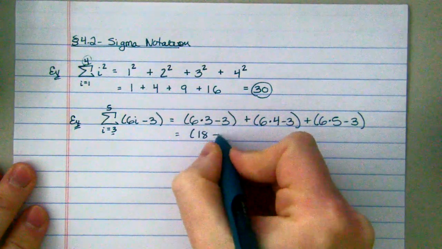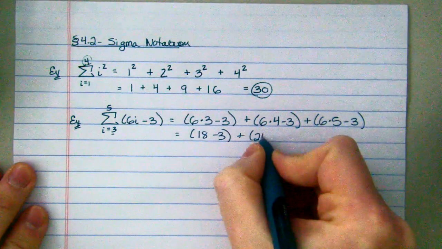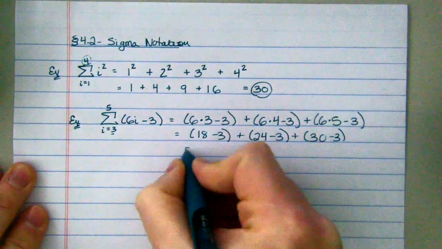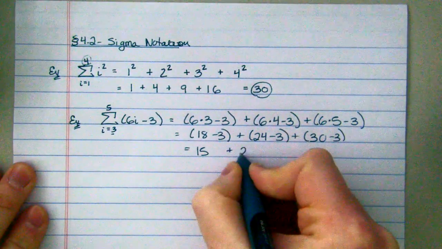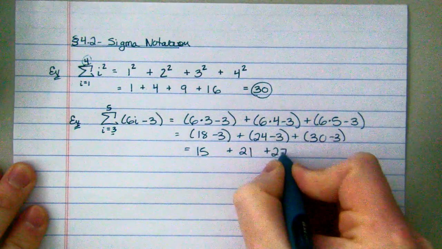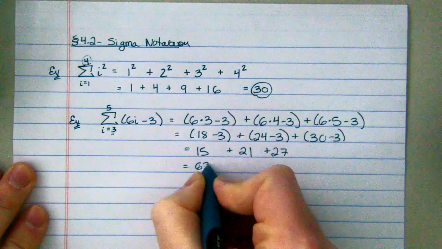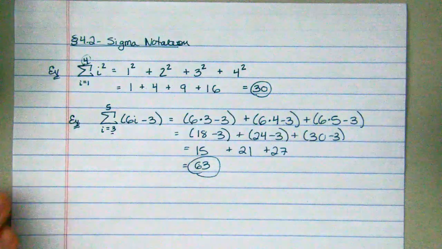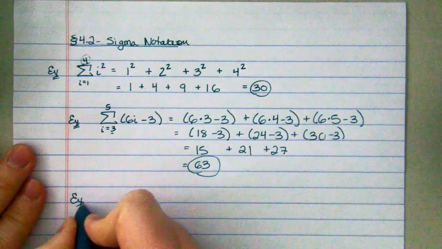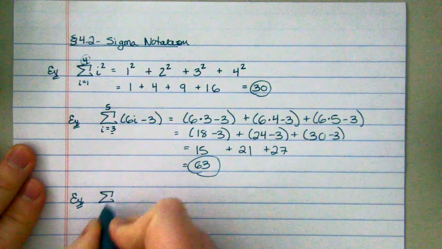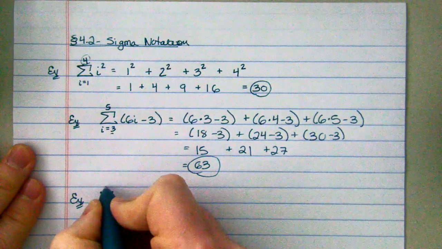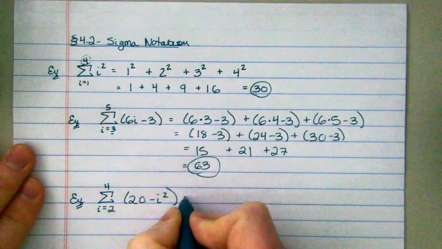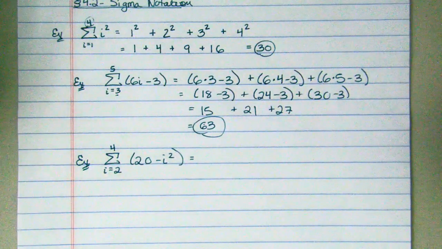Okay, so this is 18 minus 3, plus 24 minus 3, plus 30 minus 3. This is giving me 15, plus 21, plus 27, which should be 63. This sum equals 63. I want you to try the next one on your own. I would like you to do the sum as i goes from 2 to 4 of 20 minus i squared. You see what you can do.